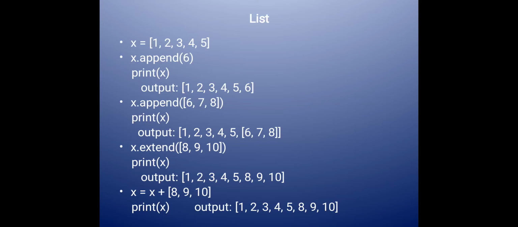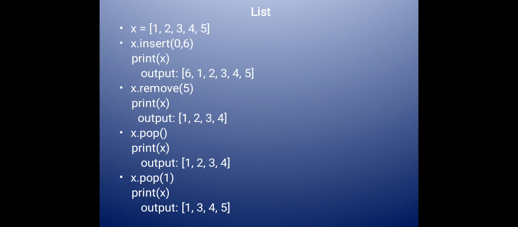Then comes the concatenation operator. The concatenation is used to join two lists. So here x is a list of 1, 2, 3, 4, 5. So x is equal to x plus list of 8, 9, 10. Then while printing x, the output will be a list of values 1, 2, 3, 4, 5, 8, 9, 10.